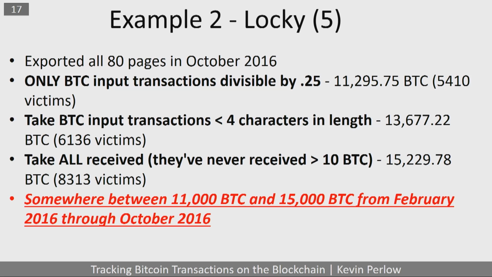The first thing we want to do is come up with some estimate of how much money they've made. There's a couple different ways. There's a conservative one, so only transactions by 0.25, the one from before, the 4 characters in length, and then one where we just add them all up, and we can do that. They've never even received any increment over 10 Bitcoins, so it's entirely possible everything here was a ransom payment.